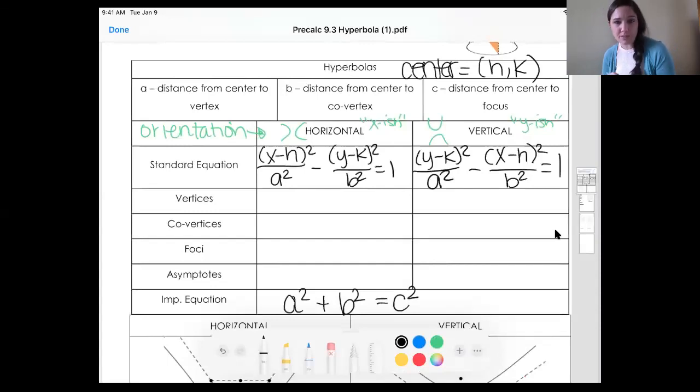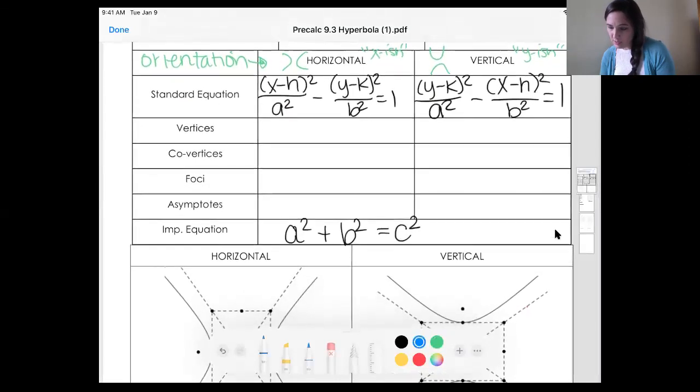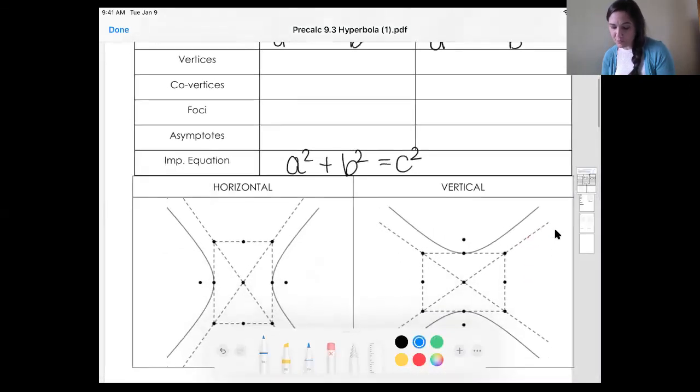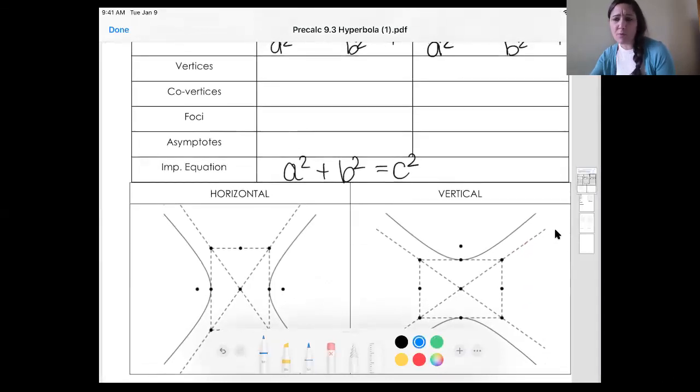So then we have vertices. So vertices, these are points that are actually right on the branch. So they are kind of our bottoming out point, or the 2 points that are closest to the center. That's how I'm going to define them. So the points that are on the actual branches closest to the center.